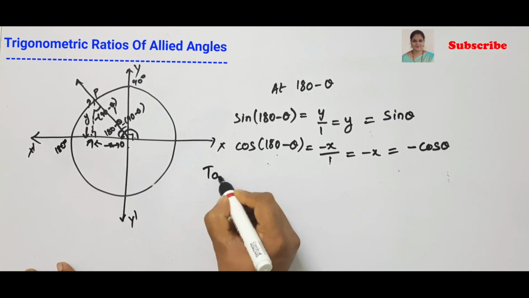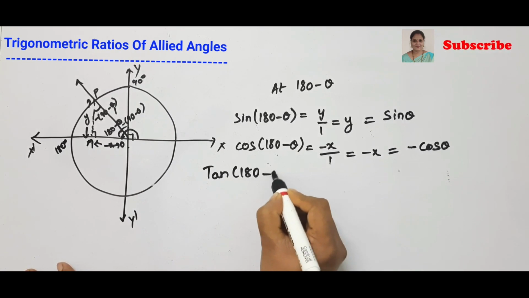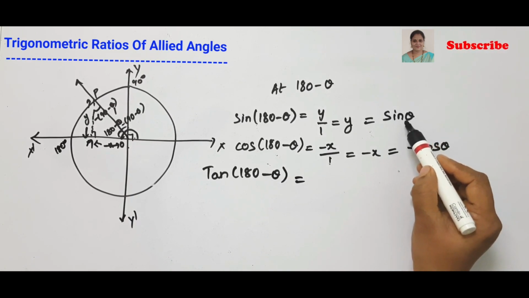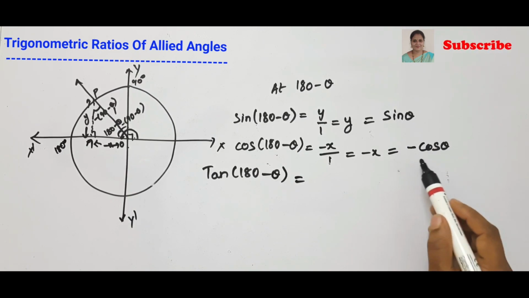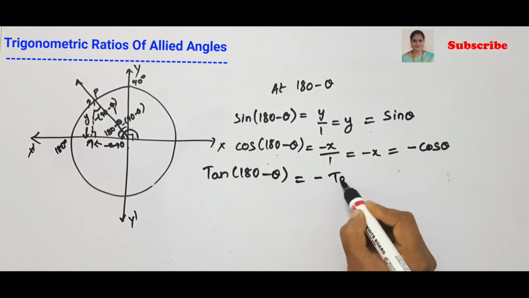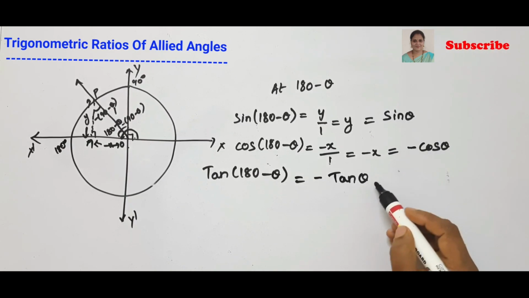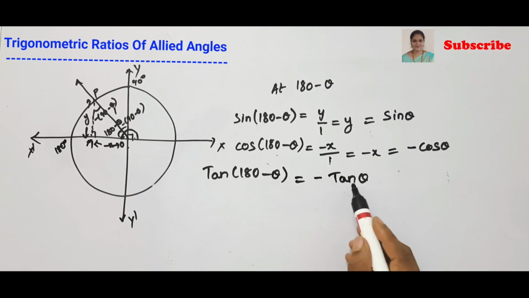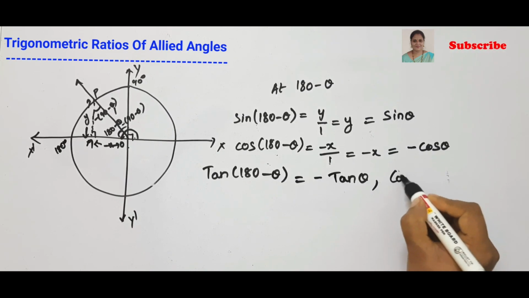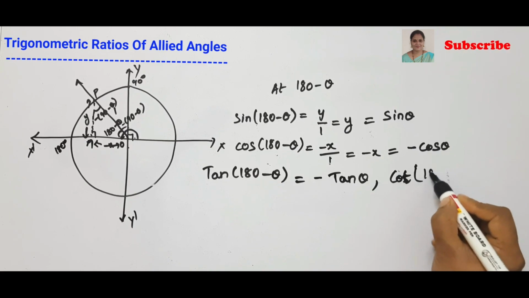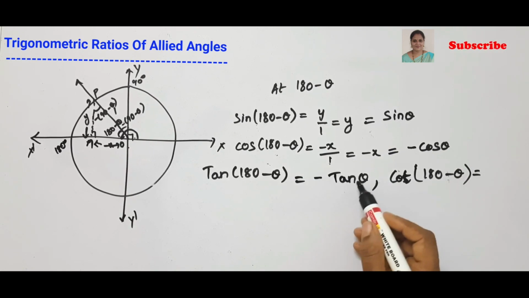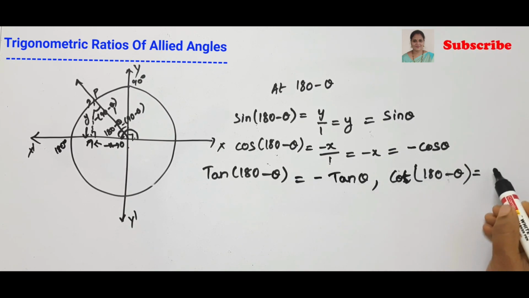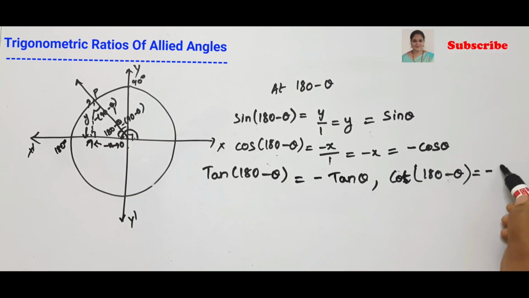So tan 180 minus theta. Tan 180 minus theta is nothing but sin 180 minus theta by cos 180 minus theta. This is sin theta by minus cos theta. We will get minus tan theta. Is it not? Sin by cos is nothing but tan theta. So we will get minus tan theta. Next, cot of 180 minus theta. Cot of 180 minus theta means it is the reciprocal of tan theta. So here it is negative sign. So we will get cot 180 minus theta as minus 1 by tan theta is nothing but cot theta.